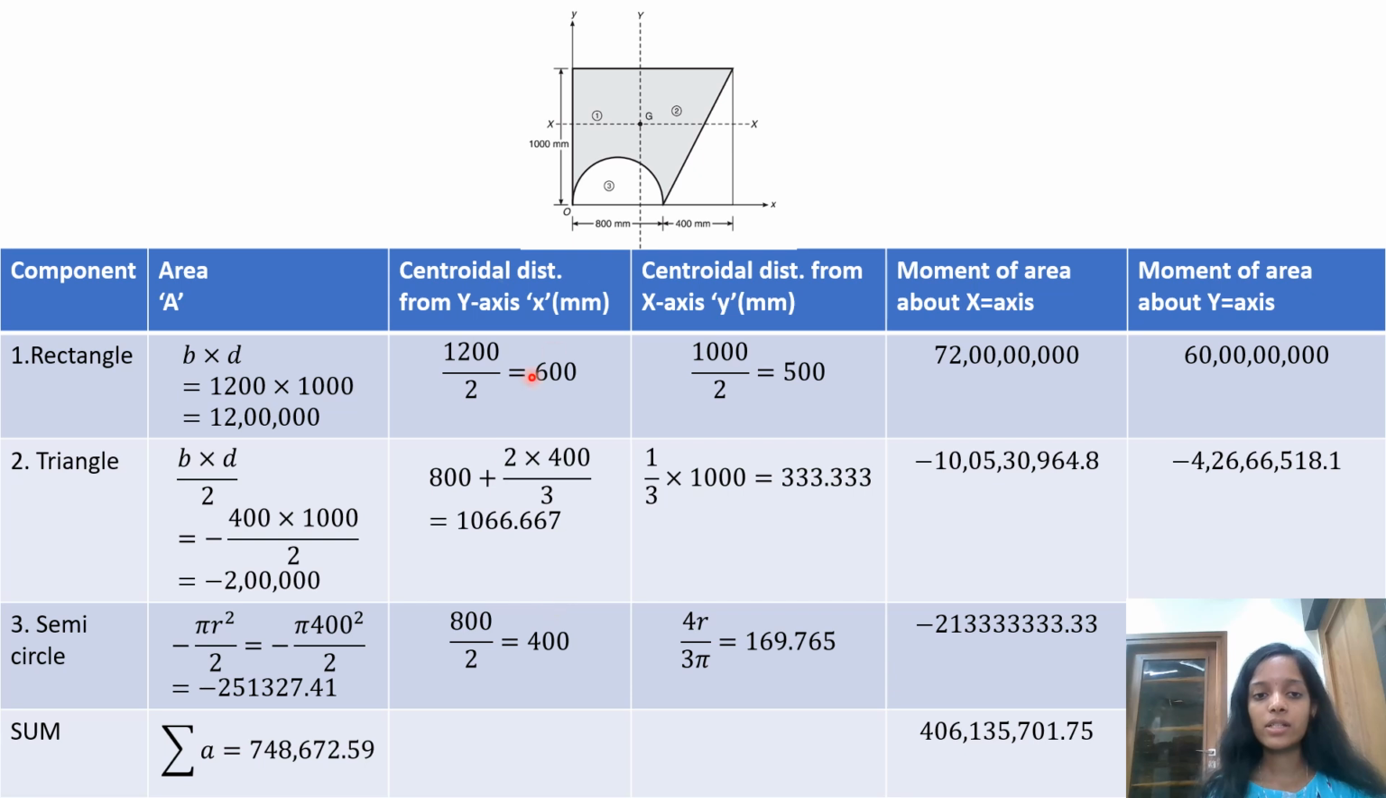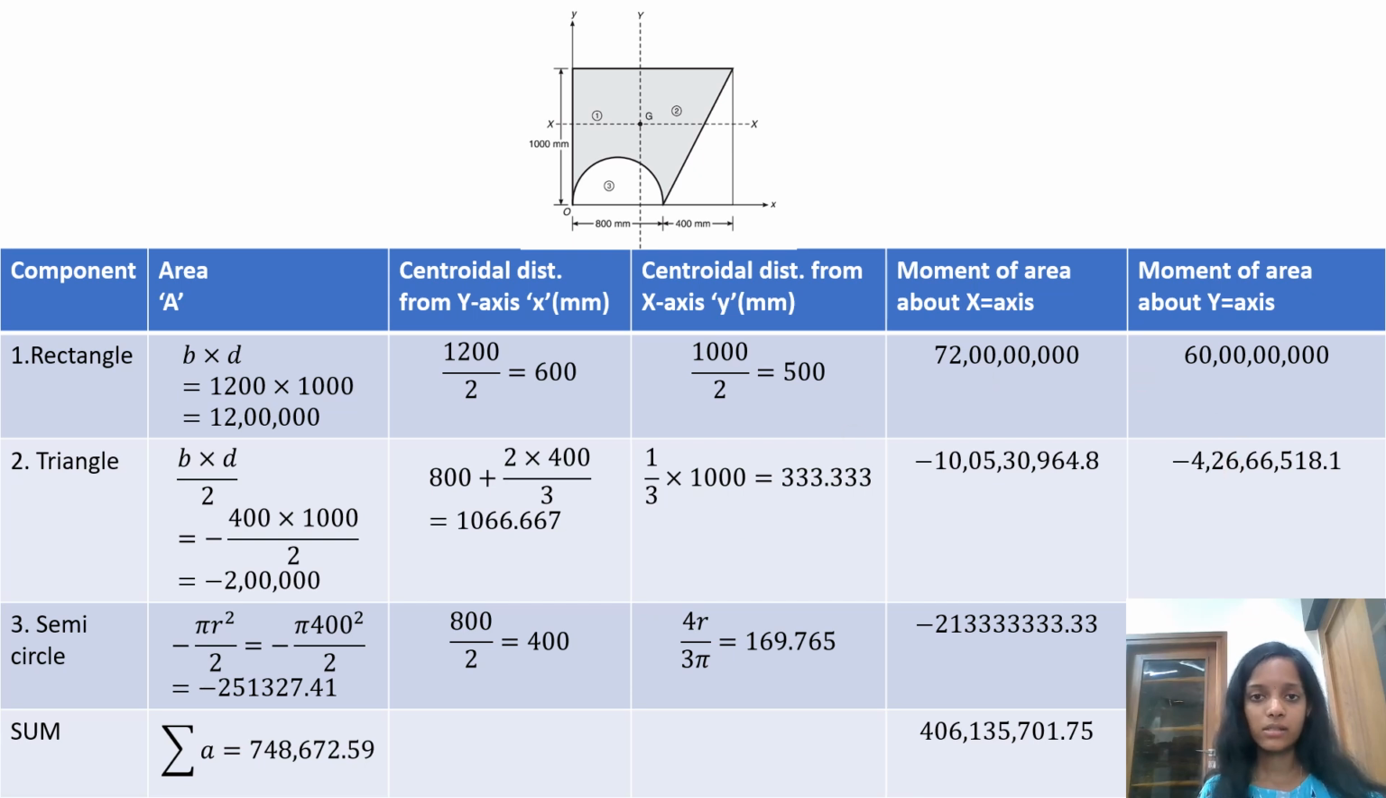The semicircle centroidal distance from the x-axis is 800 by 2. Here the semicircle is connected to the x-axis and y-axis, so we need not add any external value. So the formula for the centroidal distance from the x-axis is 4r by 3 pi, which is 169.765, and the moment of area for both the x-axis and the y-axis is again the multiplication of area into the centroidal distance of the respective axis, which we have found here. And then we add the moment of area about the x-axis and the moment of area about the y-axis. So this is the basic table we need to be clear with.